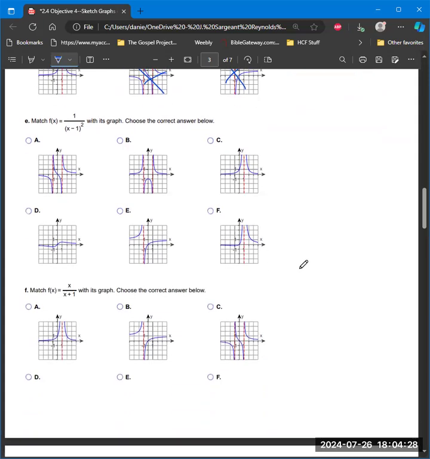Let's keep going here. We have 1 over (x minus 1) squared. So the x-intercept is none. The y-intercept here is going to be (0, 1), since I square that negative 1 in the denominator, it's 1, and 1 divided by 1 is 1. The horizontal asymptote here is y equals 0. The vertical asymptote is x equals 1. Again, multiplicity of 2 on that factor, so it's going to do the same thing on both sides.